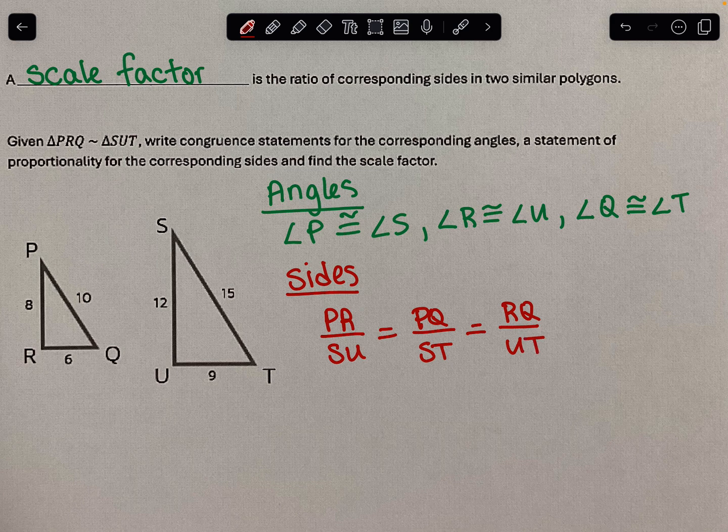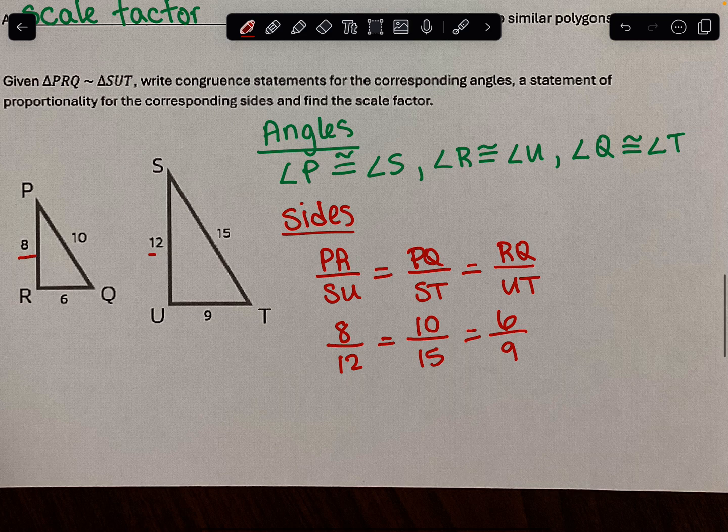Now we're just going to go replace those side lengths with what they're actually equal to, right? So the distance from P to R is what? 8. So I would put 8 over 12, right? Because 8 corresponds to 12. Okay? And then I'm going to do PQ. PQ is 10 over ST. What was ST? 15. And then RQ, 6 over 9. Okay?